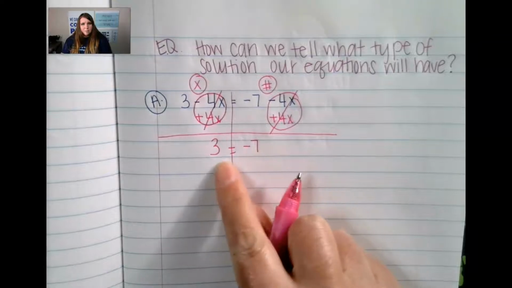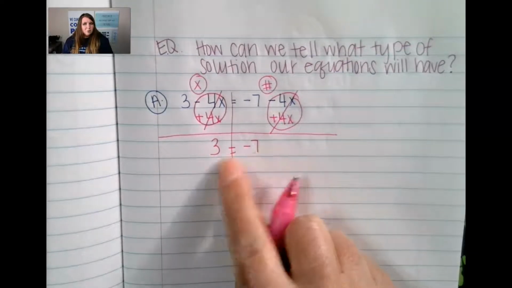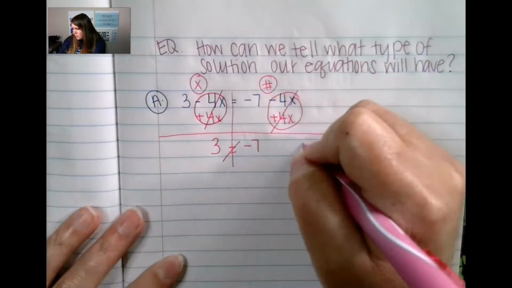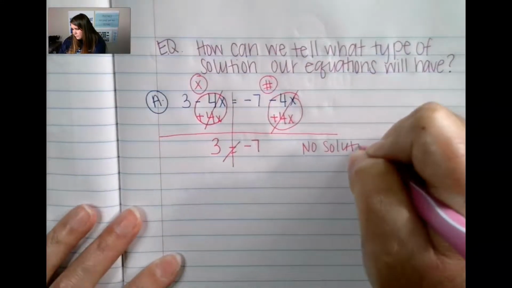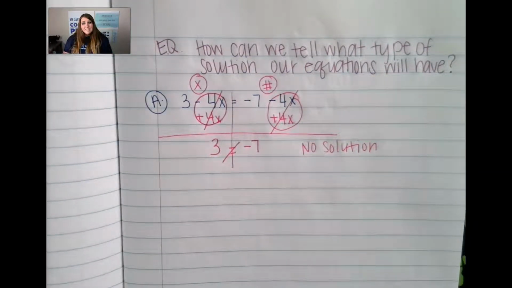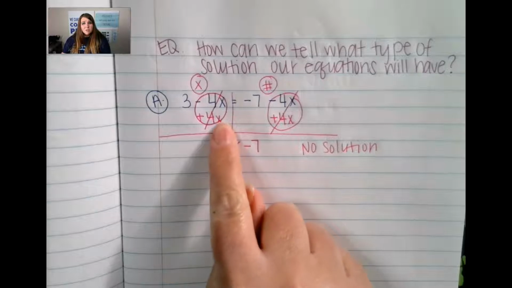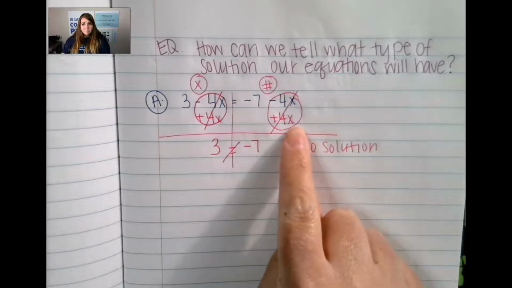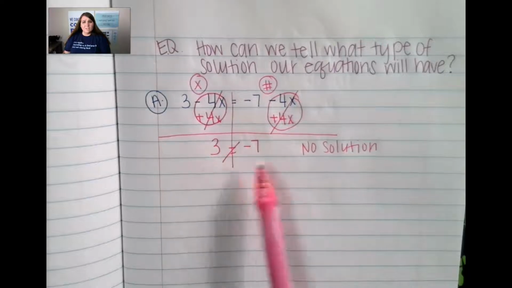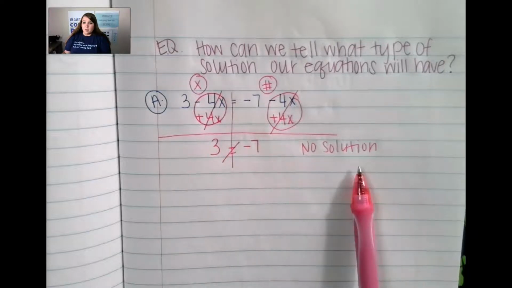This can't be right. 3 does not equal -7. Those two things are not equal at all. This has no solution. This first type of equation does not have a solution because we removed all of our x's. There are no x's left. Because the variables have been totally removed, we're left with two numbers that don't equal each other. Therefore, there is no solution.